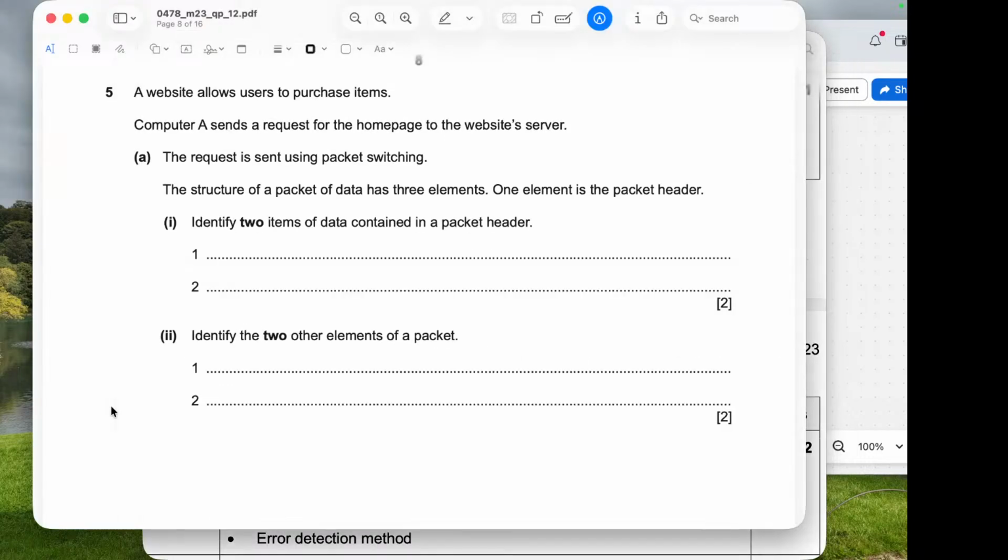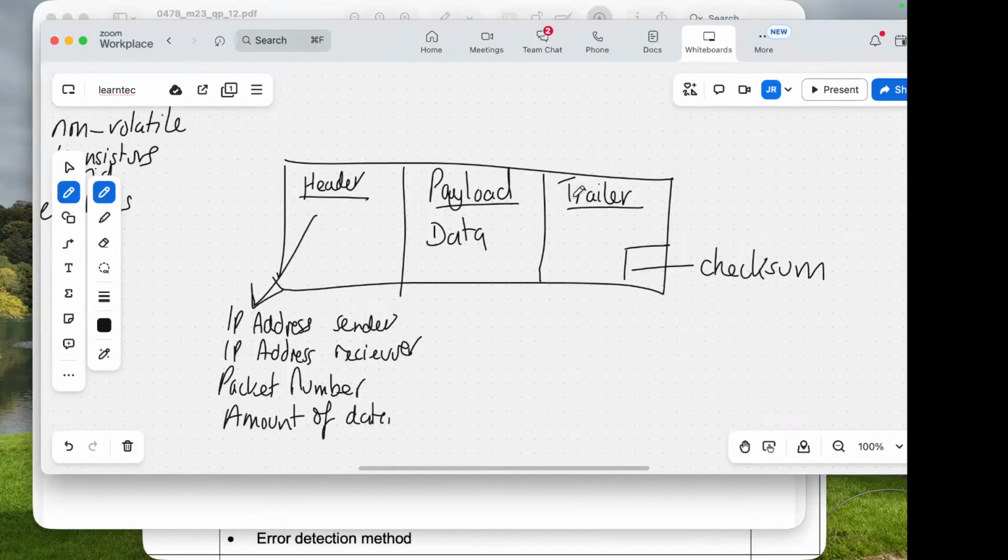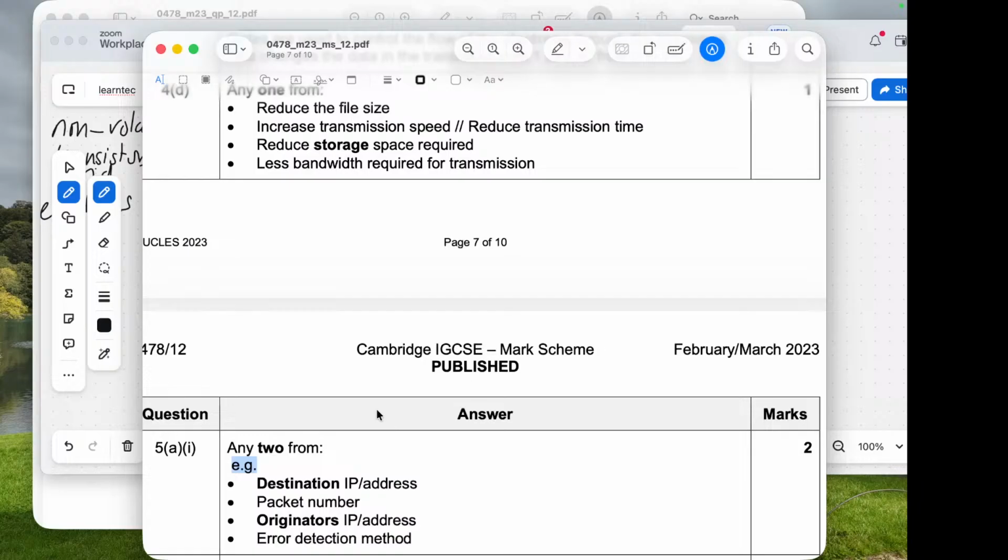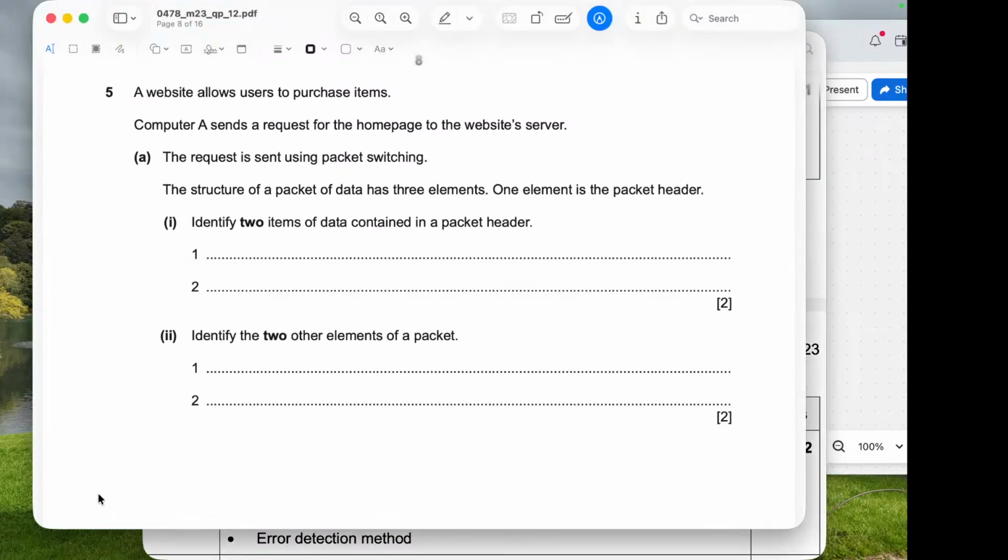Okay, next then, identify 2 other elements of the packet. I've just told you what they are. So obviously it's the payload and the trailer are the other 2 elements. So yeah, they do like to ask you about data packets.